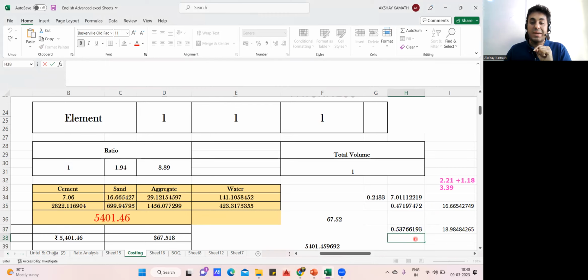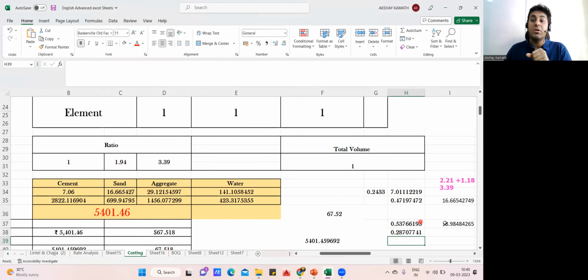This time we'll use the same calculation. So again, 1.54. I'll multiply by 1 cubic meter. I'll multiply this by 1.18 because for 10 mm and below we have 1.18. You divide by the total ratio. So total ratio will be 1 plus 1.94 plus 3.39. Close the bracket. You'll get the answer, which is 0.28 cubic meter.